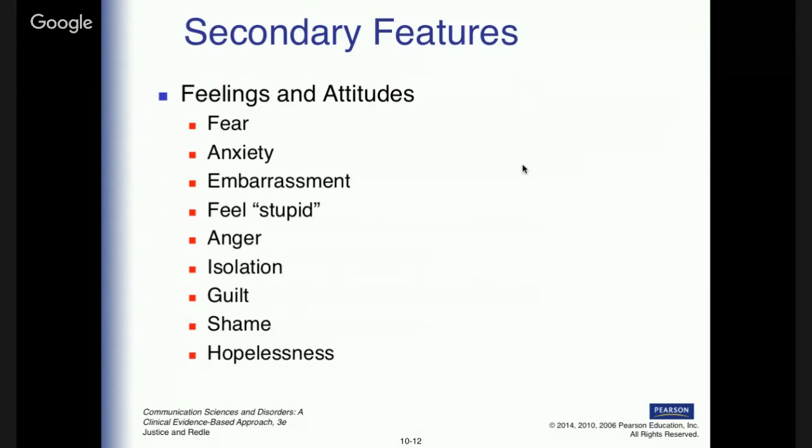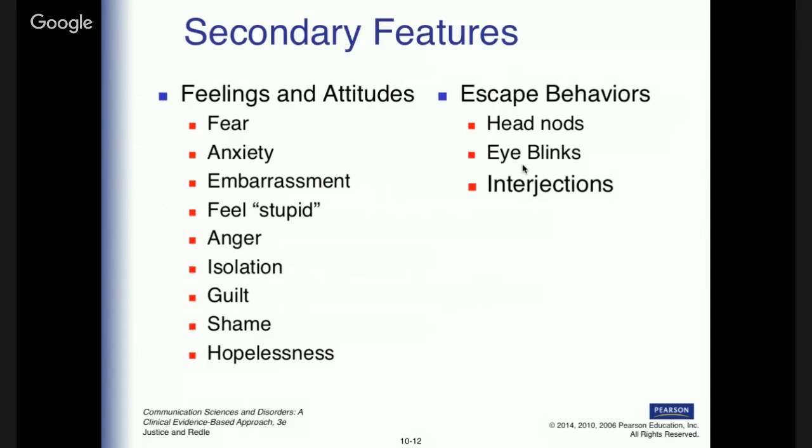Usually for little kids, it might be just a momentary feeling of fear or a momentary feeling of, I don't know what's going on. But as people get older, and kids start getting into 3rd, 4th, 5th grade, more and more negative feelings and attitudes are going to come up. And that's part of the reason why we have secondary features like escape and avoidance behaviors. And escape behaviors include things like head nods, eye blinks, interjections, right?